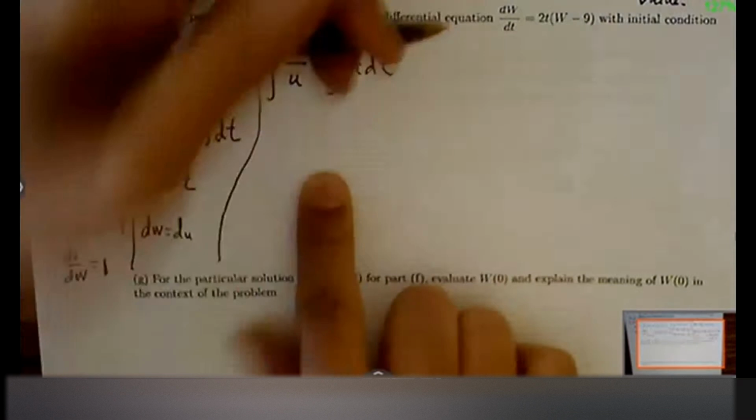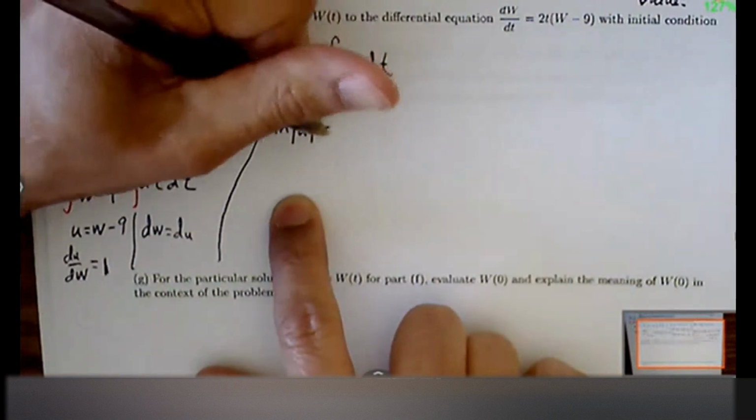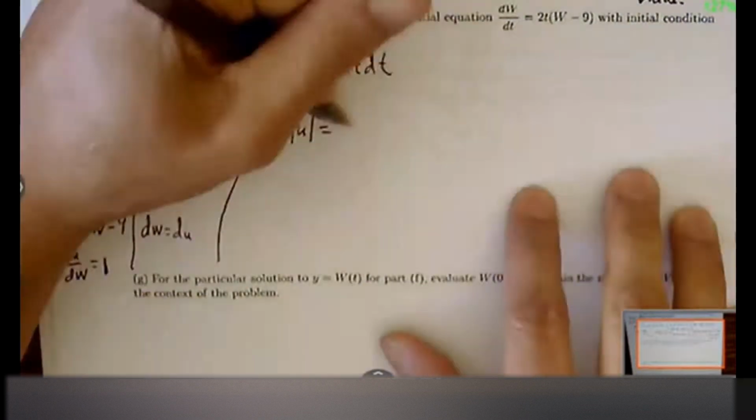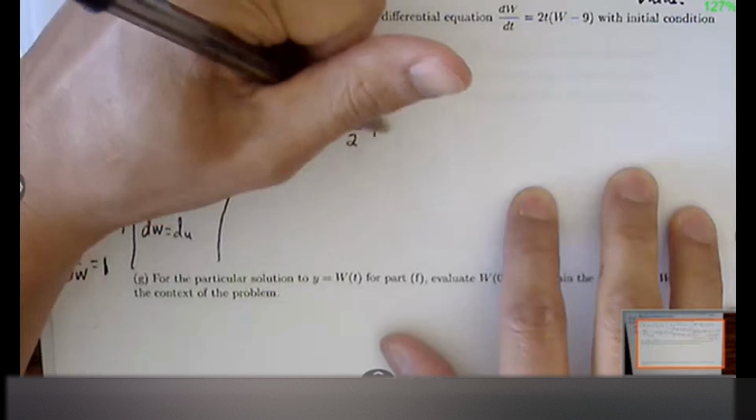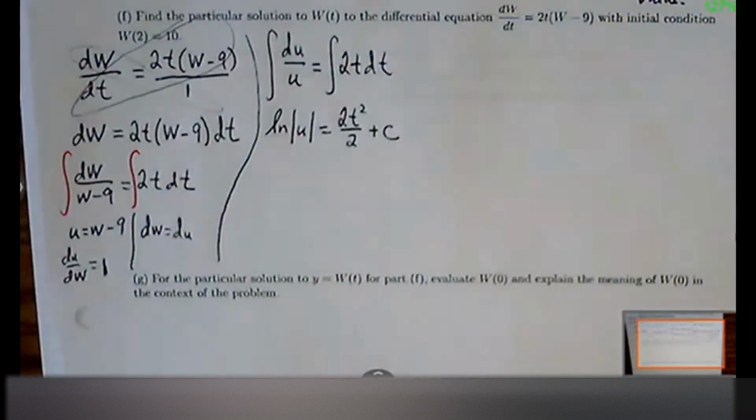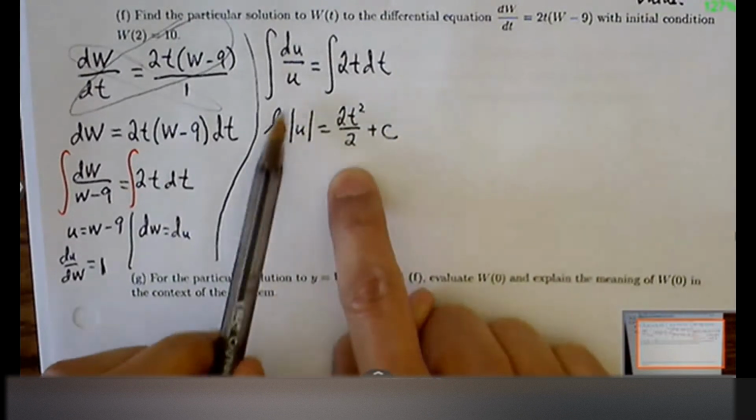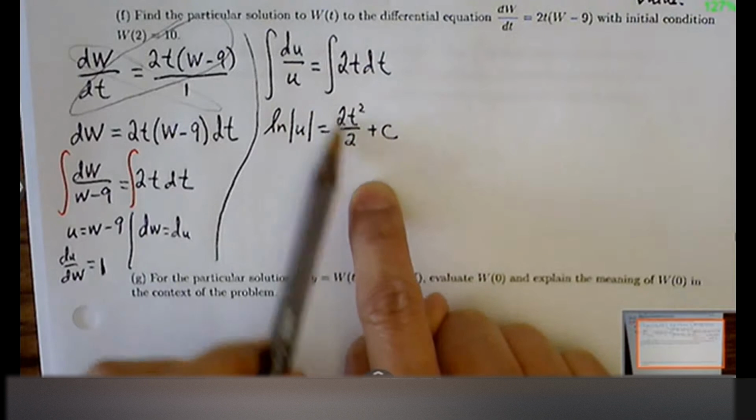Okay, so 1 over u du is just natural log absolute value of u. 2t dt, we go through power rule. Do a little bit of cleanup. I have the antiderivative. I got a plus c to show up. I'll bring the w back into my expression, and I'll clean this side up as well.